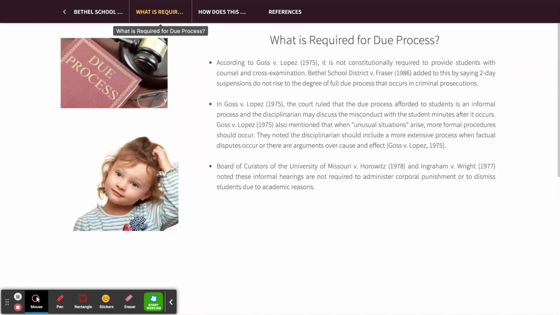And they didn't really go into detail about what these formal procedures should include, but they just said basically the punishment should fit the crime pretty much. They noted that the disciplinarian should include more extensive processes when factual disputes occur or there are arguments over cause and effect. Two of the other cases, the Board of Curators of the University of Missouri versus Horowitz and Ingram versus Wright, noted these informal hearings are not required to administer corporal punishment or to dismiss students due to academic reasons.